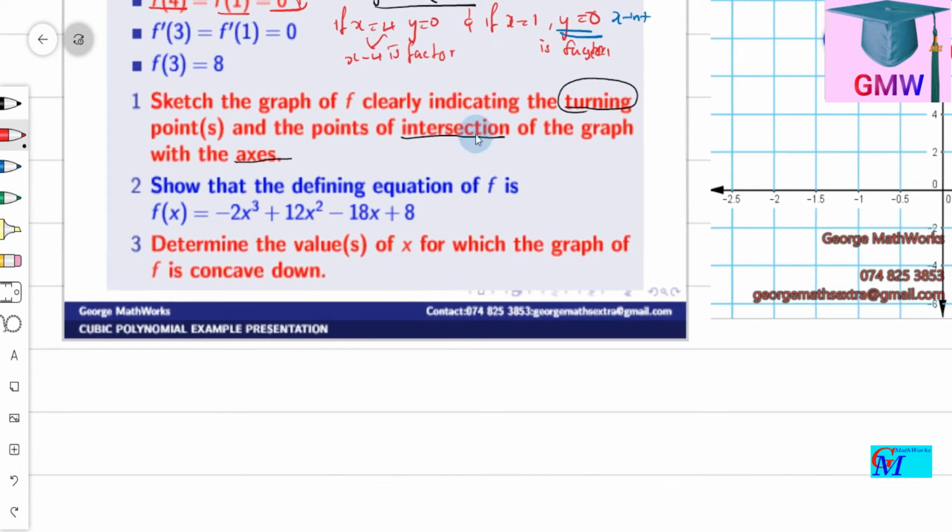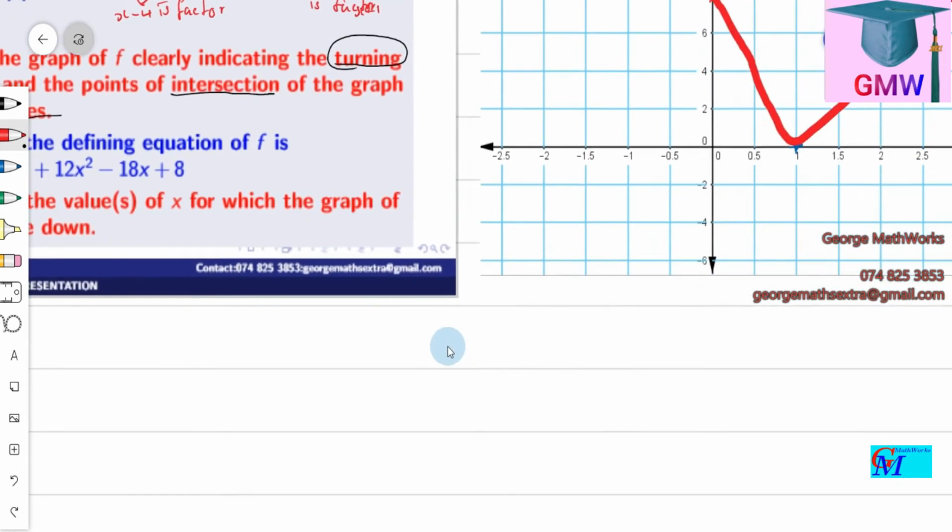The next question says show that the defining equation of f is f of x equals minus 2x cubed plus 12x squared minus 18x plus 8. When a question says show that, this means what we are given here is the answer. We need to arrive at this point. But where are we starting? We are starting from the given information together with the combination of the graph. And that's exactly what I'm going to be doing here.